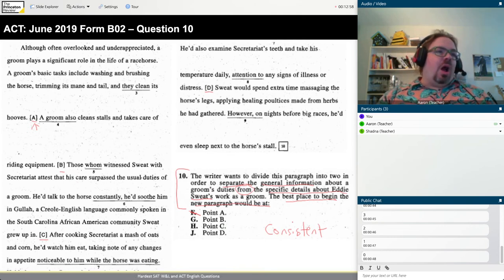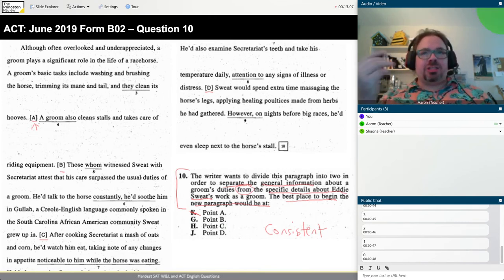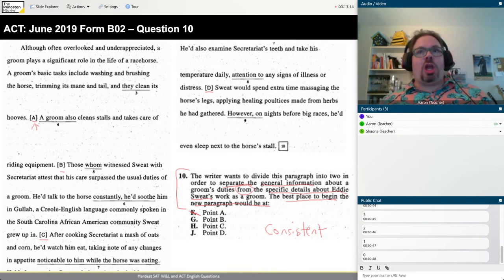Answer choice B, okay, the sentence before is that sentence again: a groom also cleans stalls and takes care of riding equipment. Once again, we already determined that's general information. So that's a check mark for point B because we wanted general information before. We want to see, do we then go to specific details about Eddie Sweat's work as a groom? Those who witnessed Sweat with Secretariat assess that his care surpassed the usual duties of a groom. Okay, we've mentioned Sweat, and it talks about his duties, that his care surpassed the usual duties. We don't get much in the way of specific details, but it seems like he could be doing the work. So let's leave it and move on to answer choice C.